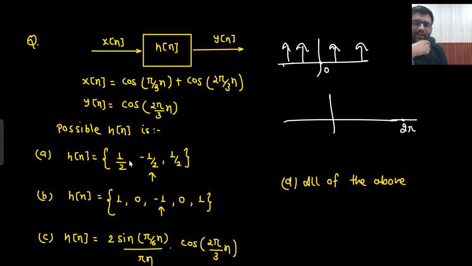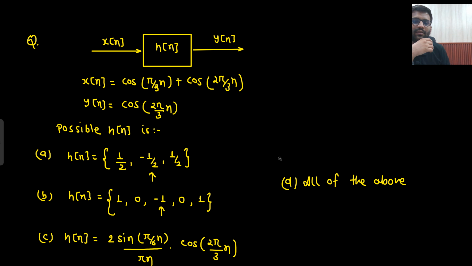right? So what I will do, I will find H of e to the power j omega in all of them, and then I will see what is happening at pi by 3 frequency and what is happening at 2 pi by 3 frequency. Is that clear to you? So let's try doing it. Let's check option A. We need to check the options. So in option A, what will be my H of e to the power j omega?